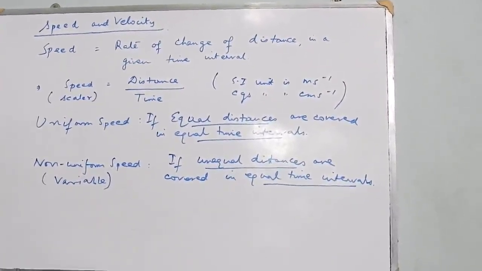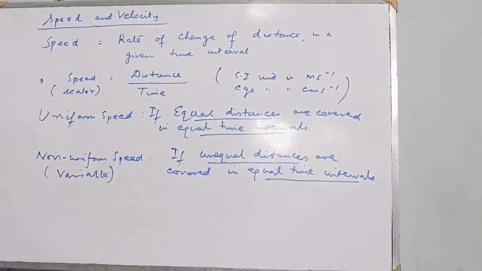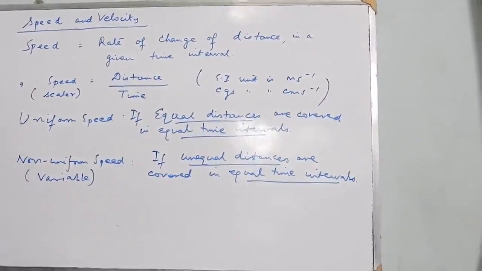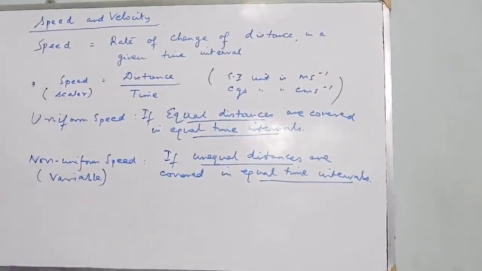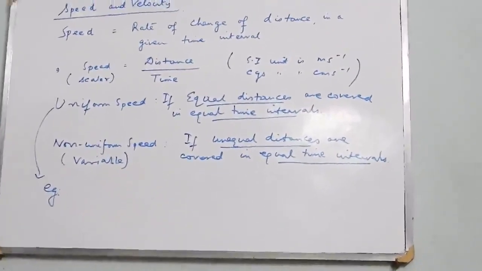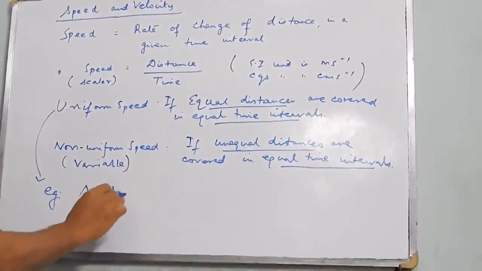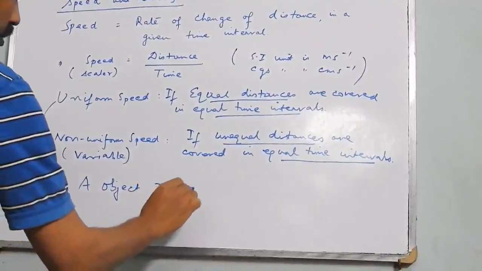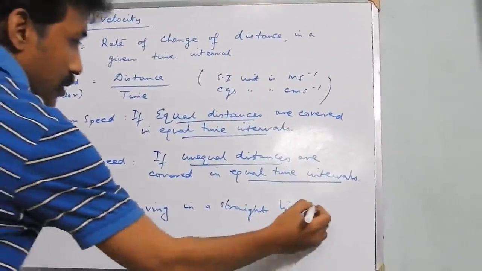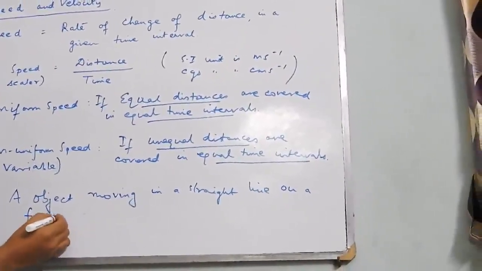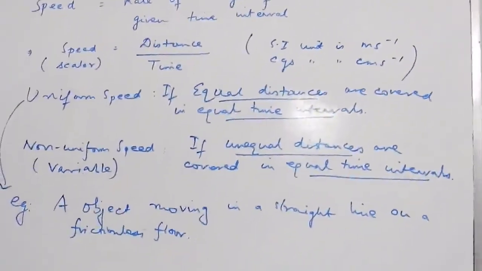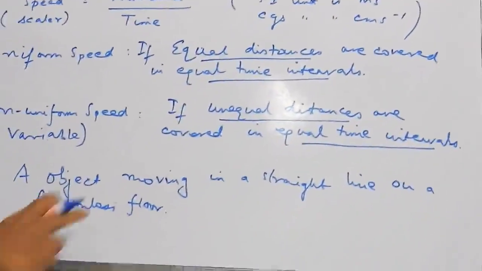For example, of uniform speed, you can say that the motion of any object which is rolling on a floor which is frictionless, then the speed is more or less uniform. But if a body is moving along a straight line on a rough floor, then its speed is non-uniform. We can take an example here. For uniform speed, an object moving in a straight line on a frictionless floor. In reality, it is very difficult to realize a surface which is frictionless, but for the sake of an example, we are considering that the object is moving on a straight line.